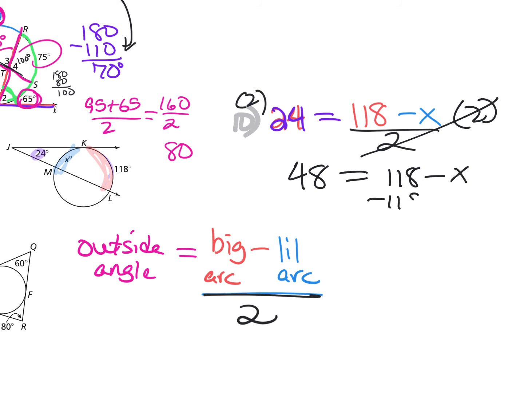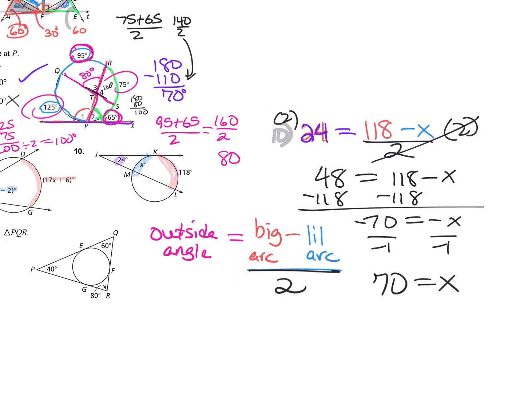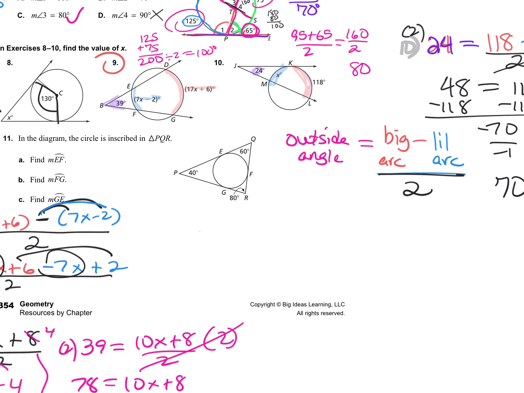Move the 118. Negative 70 equals negative x. Divide by negative 1. And x equals 70. And that would have been little arc. Now, you won't have anything as challenging as number 11. Number 11 was another big one that confused a lot of people.